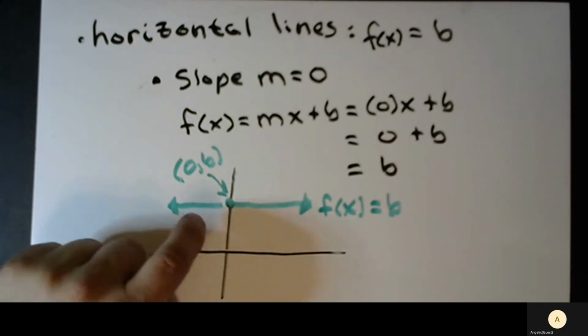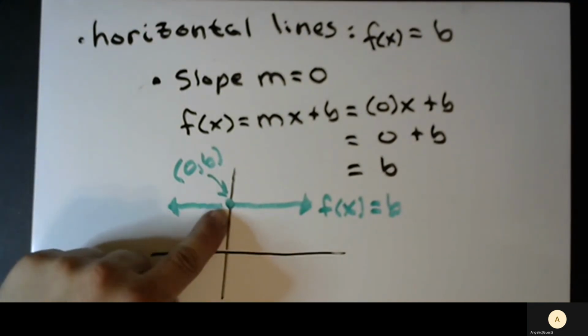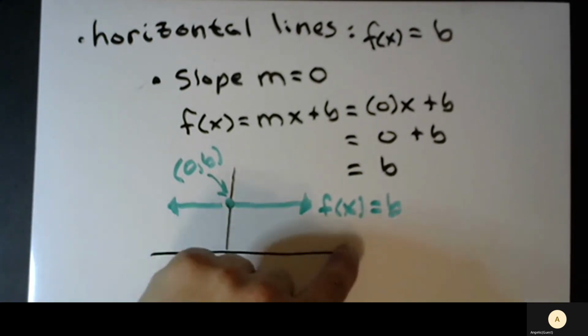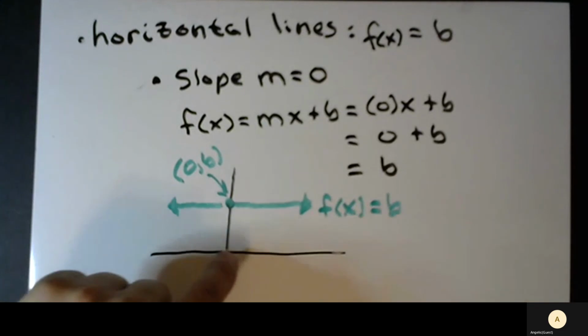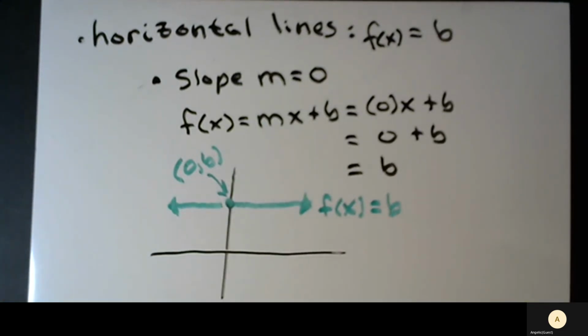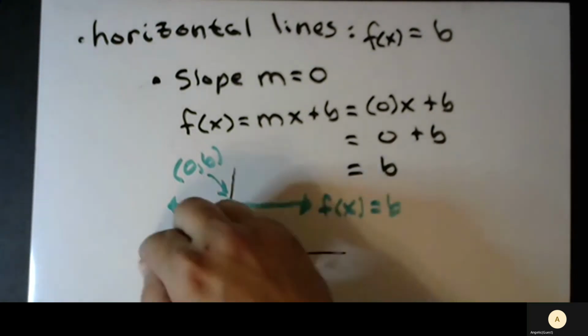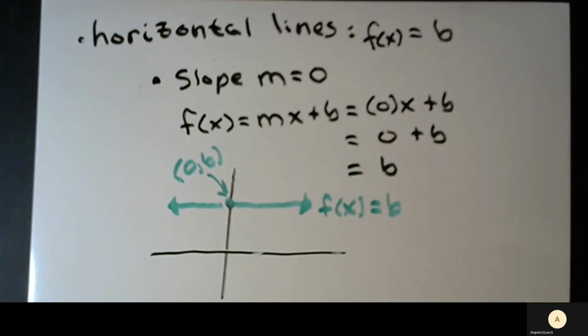Another thing to notice, it only crosses the y-axis. It won't cross the x-axis unless it's sitting on top of the x-axis at b equals 0, which is a horizontal line. f of x equals 0 gives you the x-axis. So those are horizontal lines. Any questions about those?